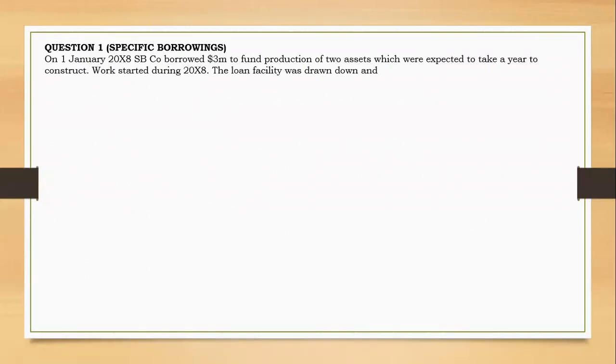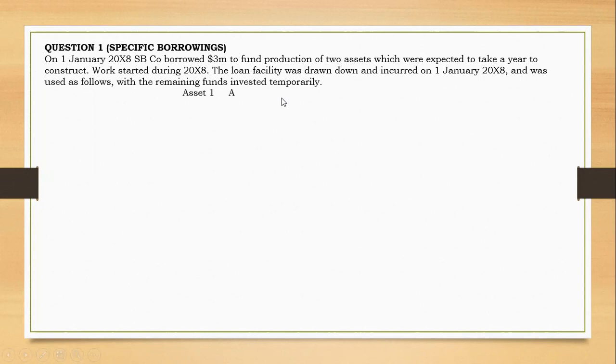Work started during 2008 and the loan facility was drawn down and incurred on 1st January. So the loan was drawn and incurred and was used as follows, with the remaining funds invested temporarily. Now you see, this one is specific borrowings because the loan has been taken to fund 2 assets. It is specific that it is going to fund these 2 assets, asset 1 and asset 2.